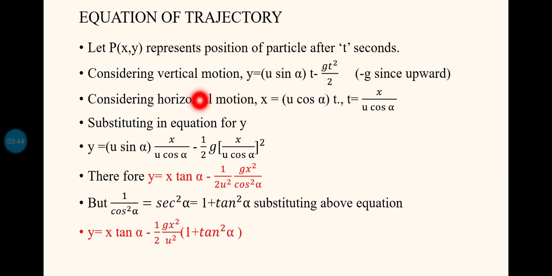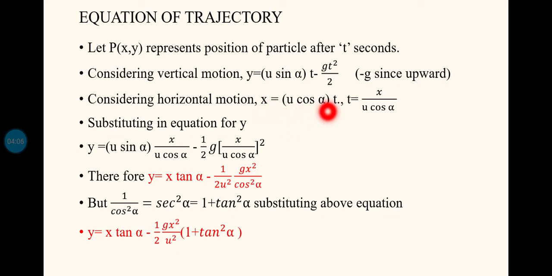Keep it there. Now consider the horizontal motion. The horizontal distance covered by the particle with time t is x, since the coordinate of P is x. Therefore the horizontal distance is x. Here also we are using the same equation, s equal to ut plus half a t square, but along the horizontal direction acceleration is 0, therefore the second term vanishes. Therefore instead of s we are writing x.